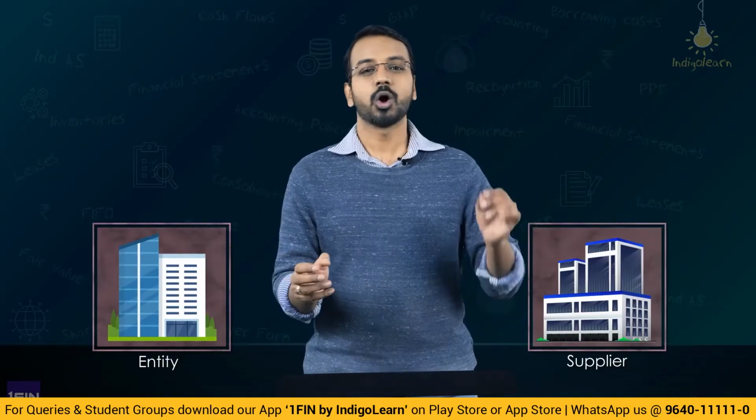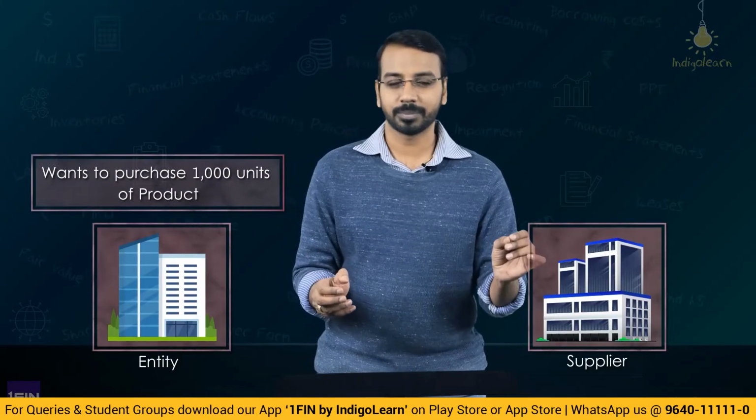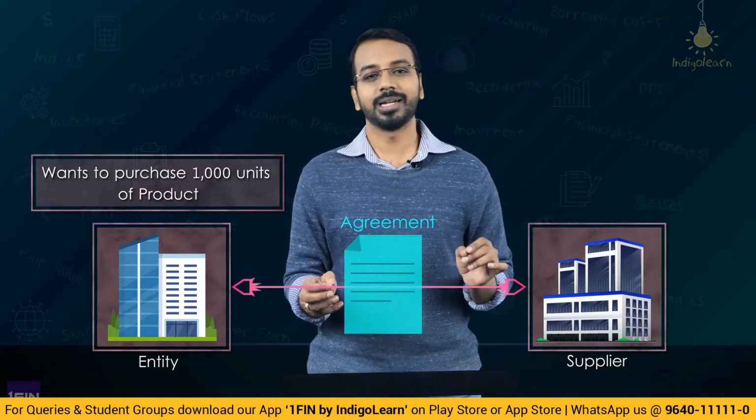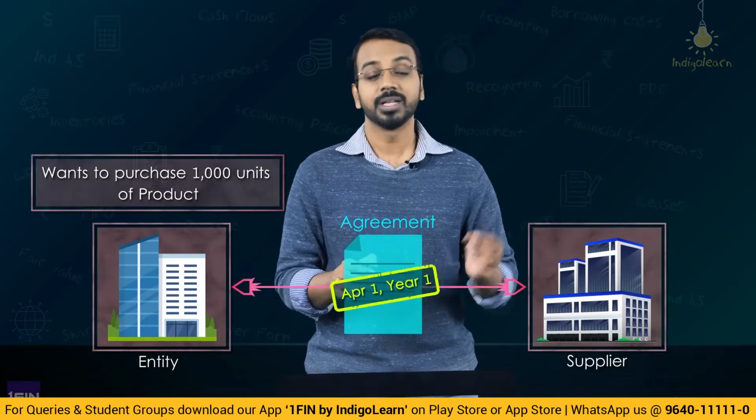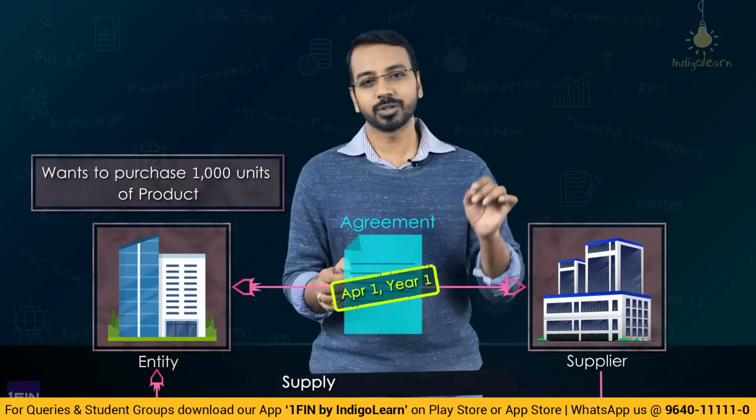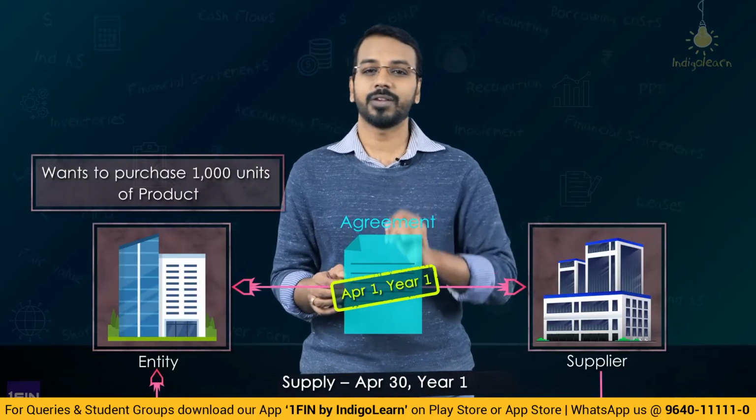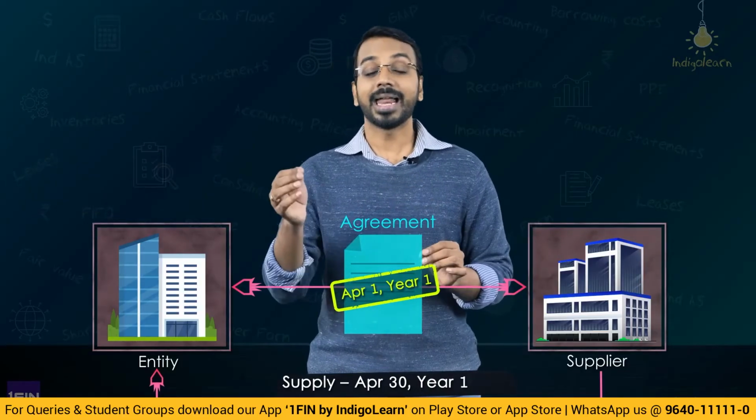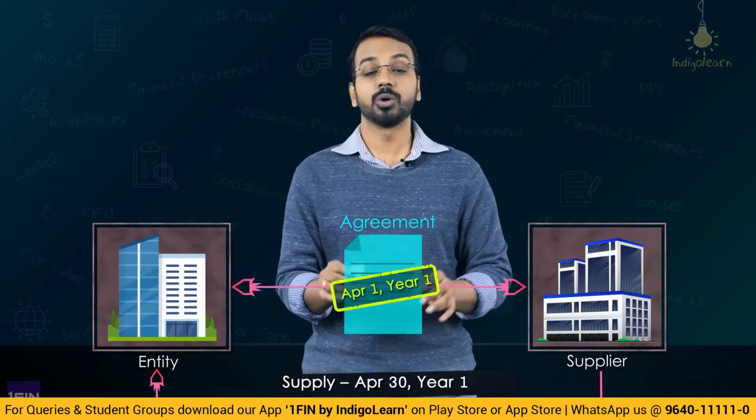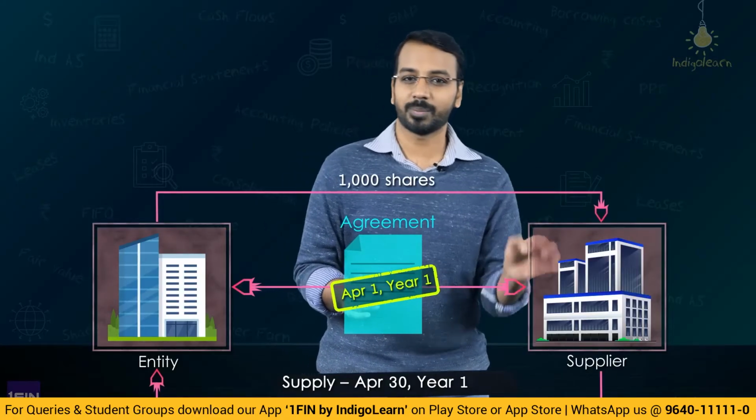Now, what would be the case when we have equity settled transactions with non-employees? Say for example, there is an entity and there is a supplier. The entity wants to purchase 1000 units of a particular product, okay, and the agreement has been entered on 1st of April of year 1. The supplier has supplied these 1000 units of product on 30th of April of year 1, and against this, the entity has issued 1000 shares to the supplier.